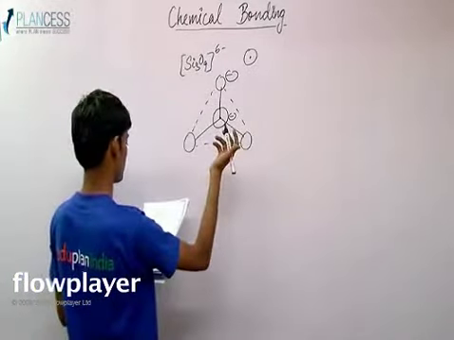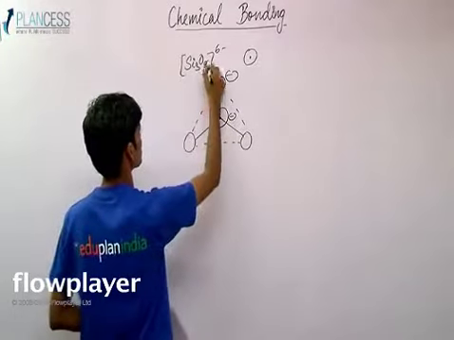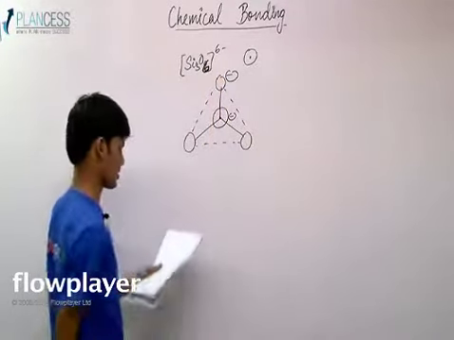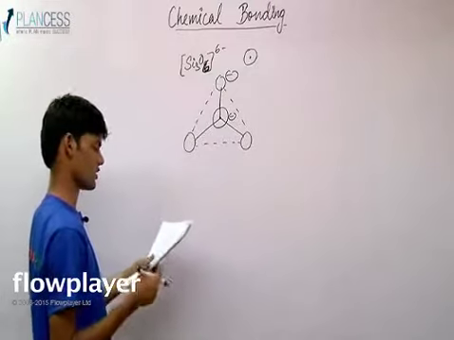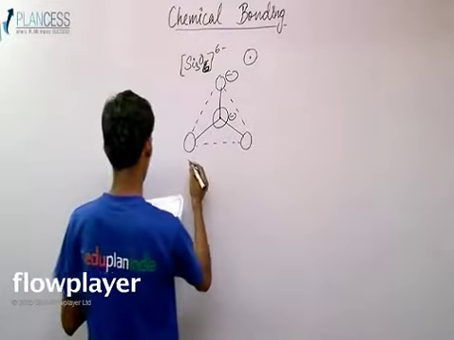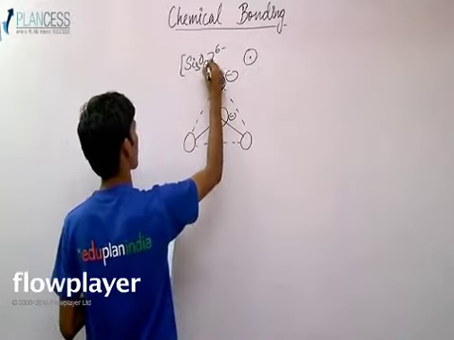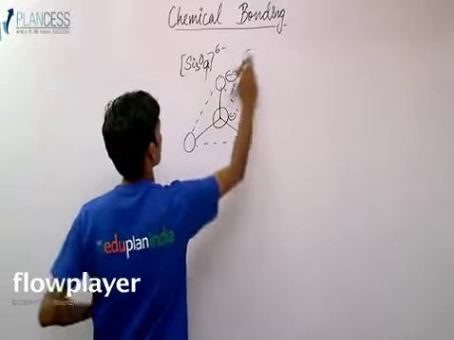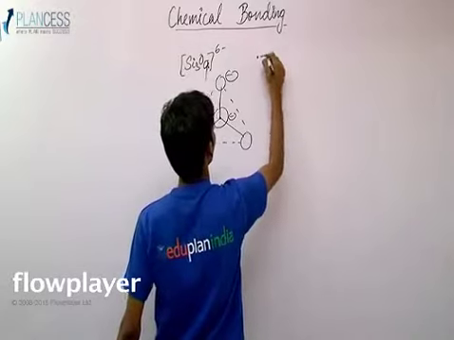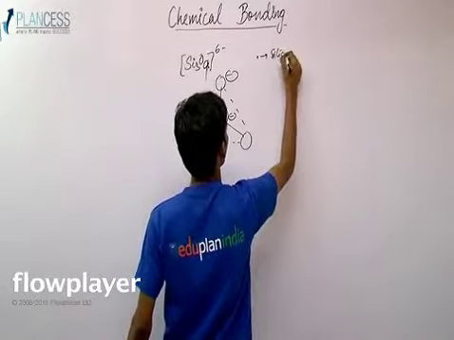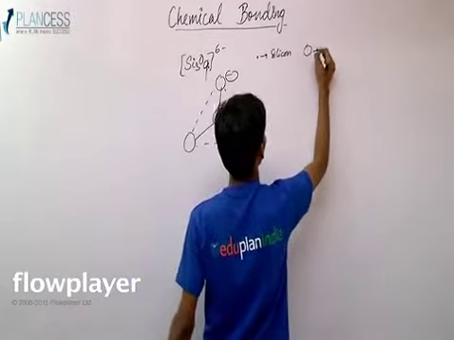I think the formula given is wrong. It should be Si3O6, because there are only 6. Oh, sorry, it should be 9. So this is silicon, and this is oxygen.